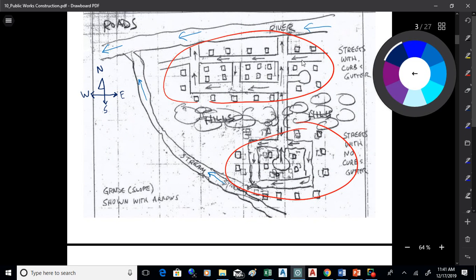So you get an idea, as you would expect, the ground is sloping down towards the river, and on this side it's sloping towards the stream. So that gives you an indication of the direction that water would move across the road. All right, now the curb and gutter is significant. It does affect the design of the roads.